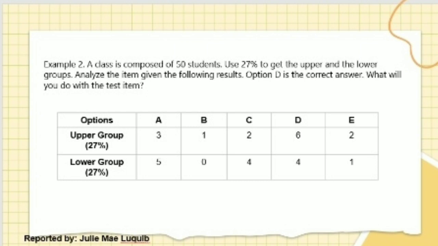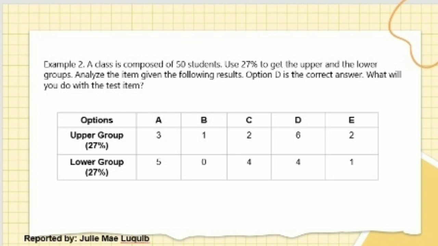test item. Example number 2. A class is composed of 50 students. Use 27% to get the upper and the lower groups. Analyze the item given the following results. Option D is the correct answer. What will you do with the test item?